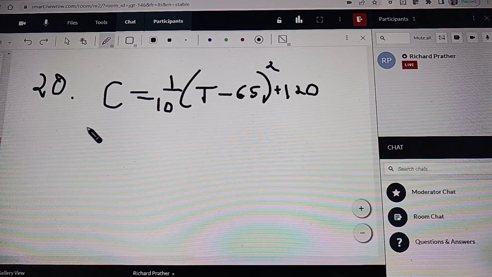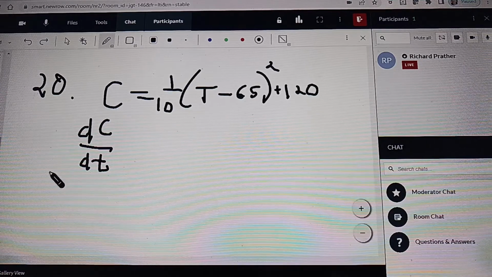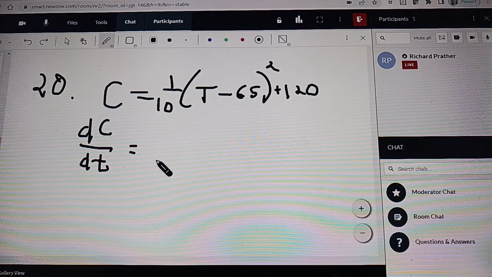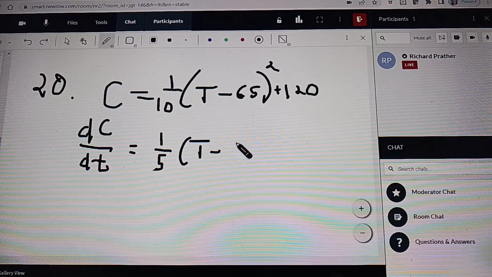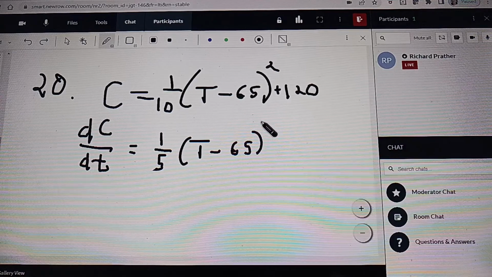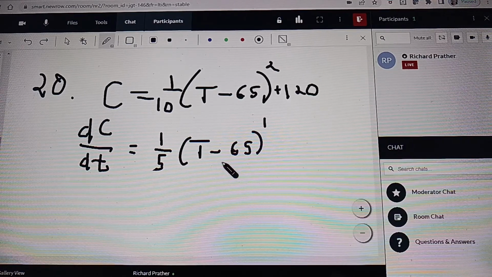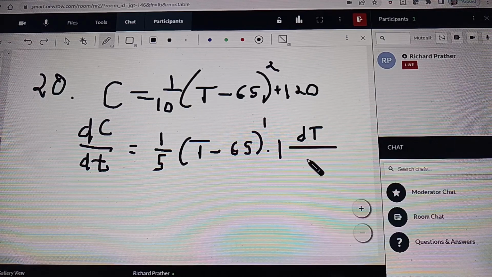So the derivative of C is dC over dt. It's technically 1, but then you have that part. And then here you can do the chain rule. 2 times 1/10 turns out to be 1/5. Rewrite the base. Decrease the exponent by 1, and then multiply by the derivative of the inside, which is just 1 though. And the derivative of 120 is nothing. And then since t is the variable here, then there needs to be a dt, d capital T over d little t.